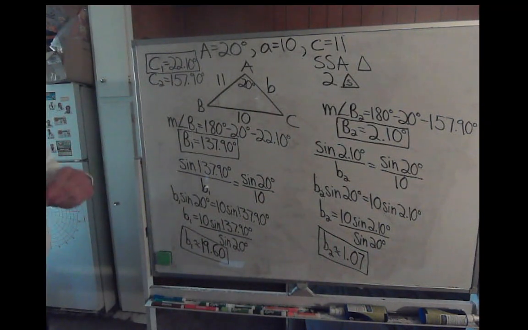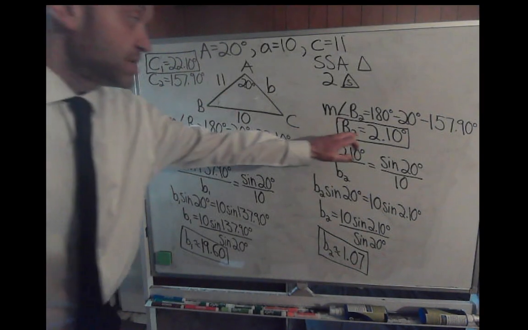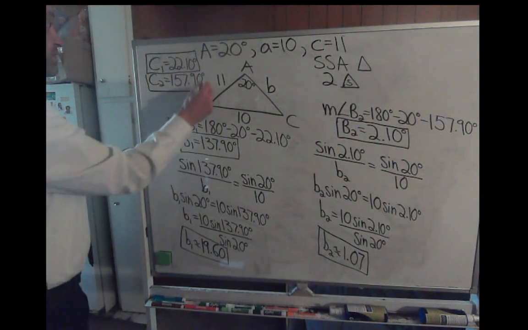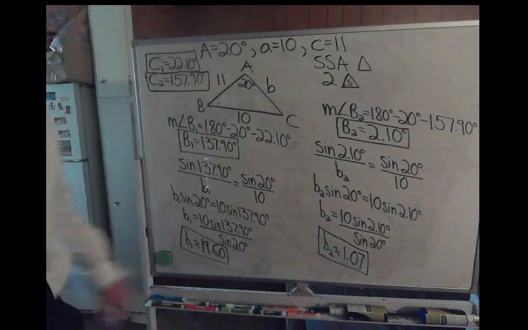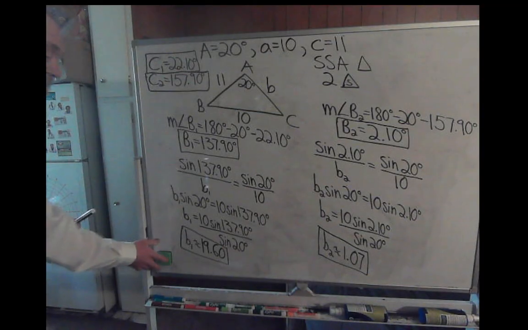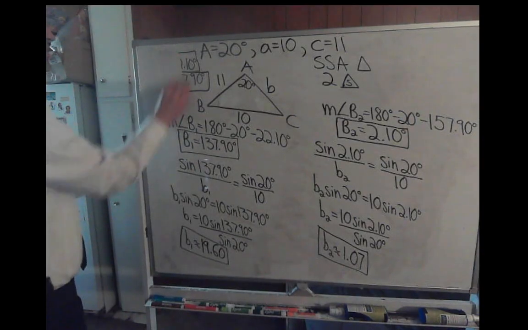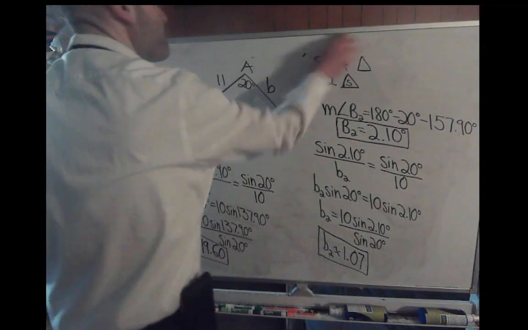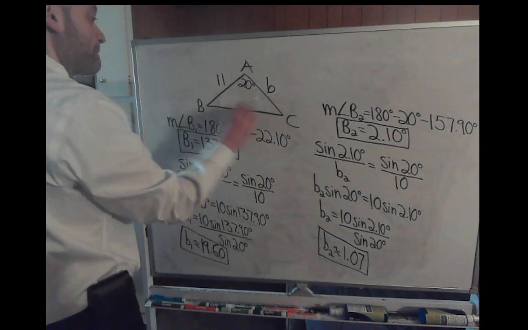So the second triangle would have angle A 20, angle B would be 2.10, angle C would be 157.90, and then your side B would be about 1.07. So you have two different triangles that this would actually work for. So this proves you have to check for two triangles if you have a side-side angle. Yes, I know, that one was rather awful.